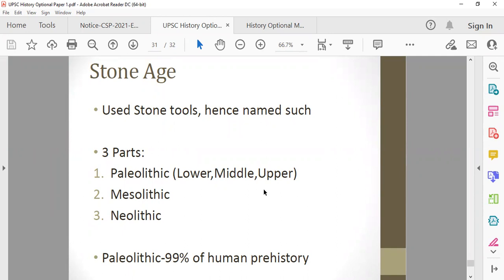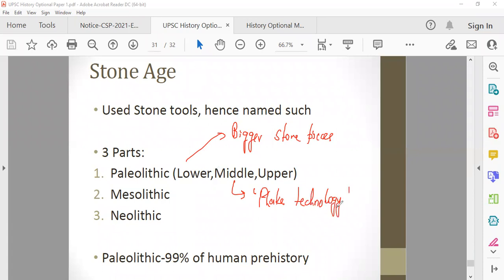Now what you have to understand is the difference between these three things: lower Paleolithic, middle Paleolithic, and upper Paleolithic. So lower Paleolithic, what was happening in this period? Bigger stone pieces were being used for hunting and gathering. In the middle Paleolithic period, there was a technology known as Flake technology. They were using Flake technology.